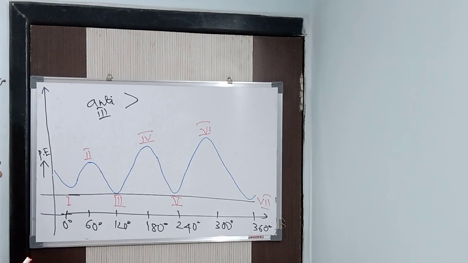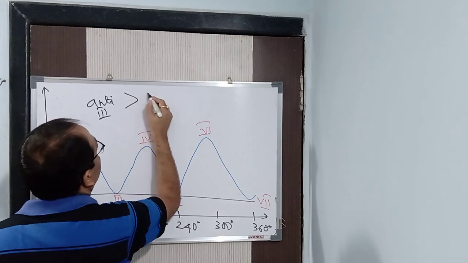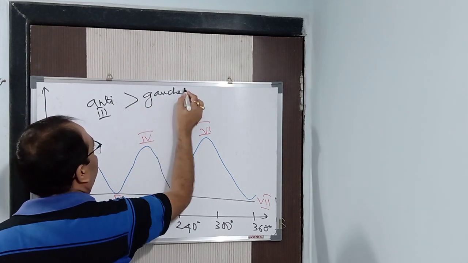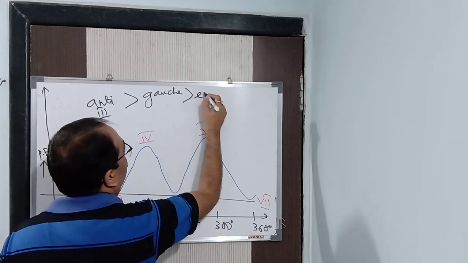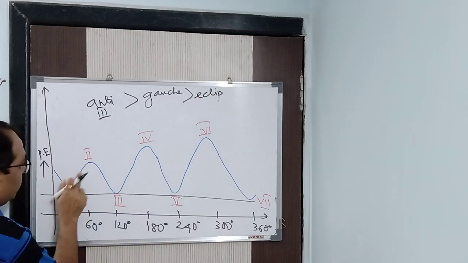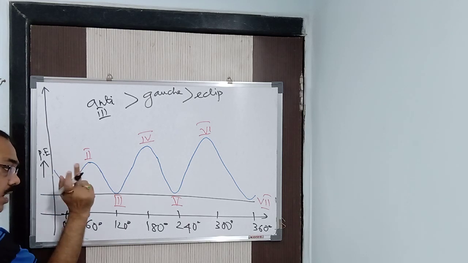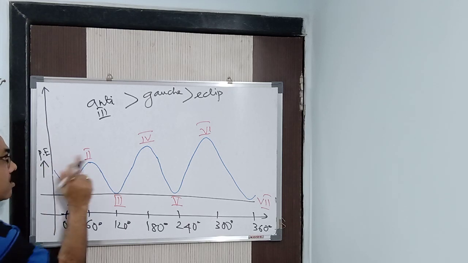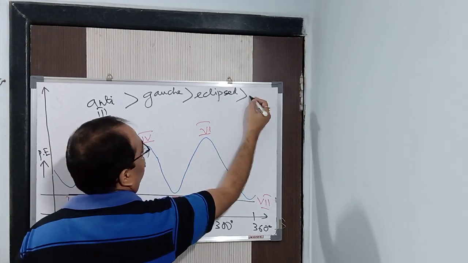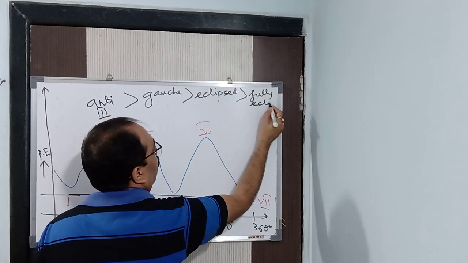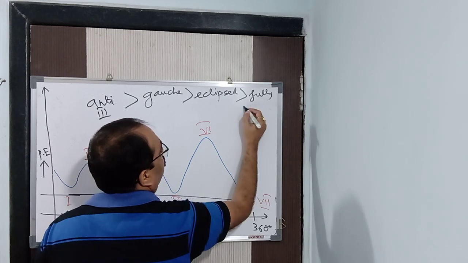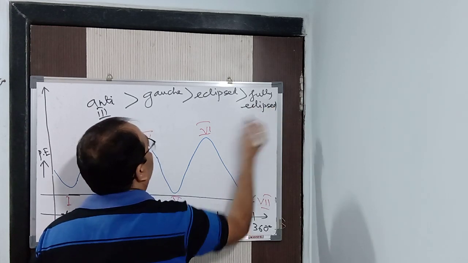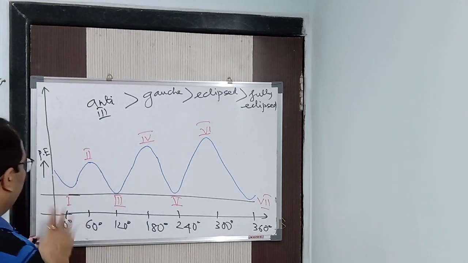So what was your 1? 1 was nothing but Gauche. And what was your 2? 2 is nothing but eclipsed. So what you find is that anti is the most stable compared to Gauche. Gauche is more stable than this one because here energy is more, so stability is less. Mind it, energy is more, stability is less. So it is eclipsed. And the last one, of course, will be fully eclipsed. So 3 is your anti, you got it?